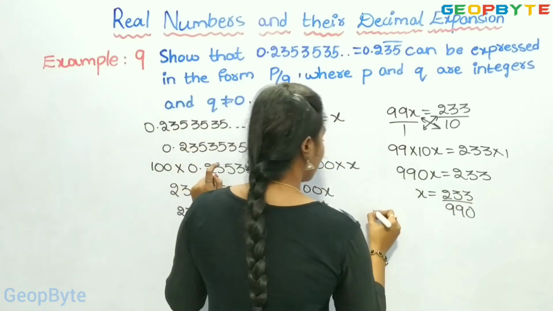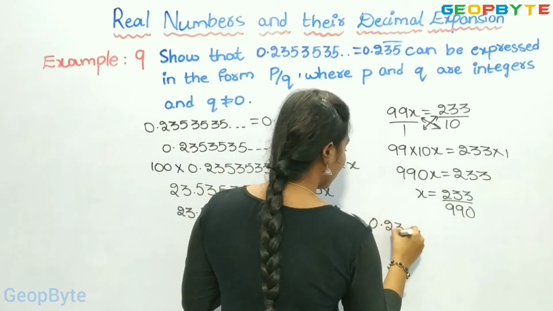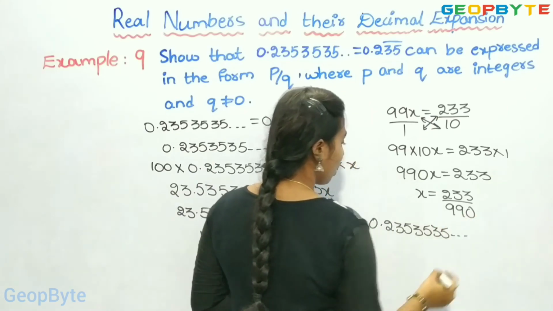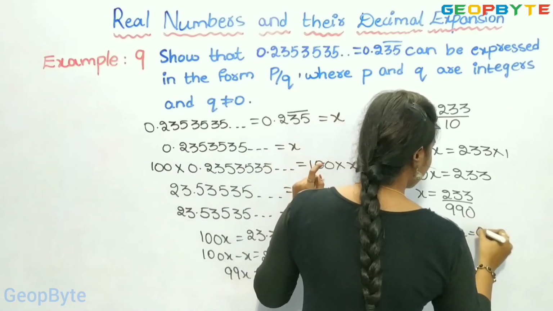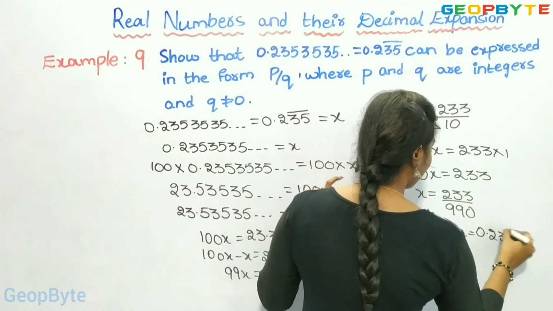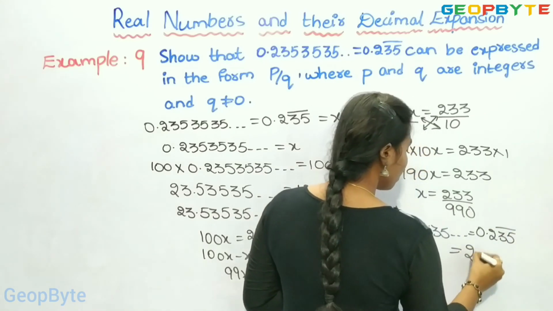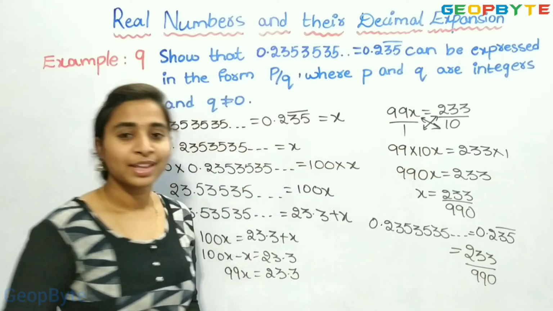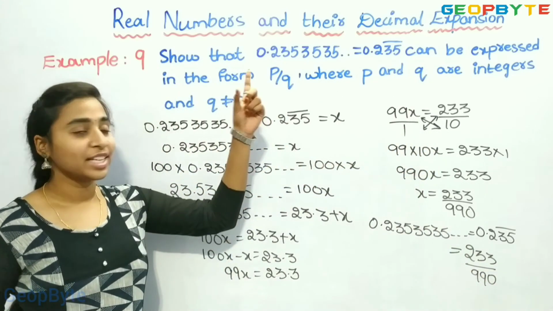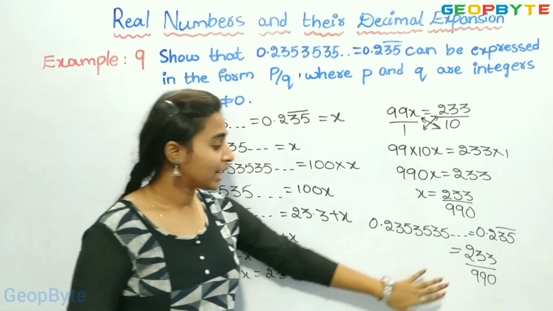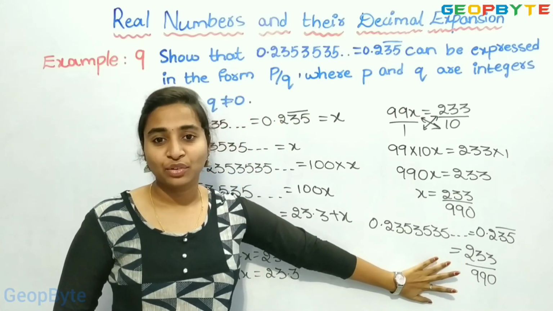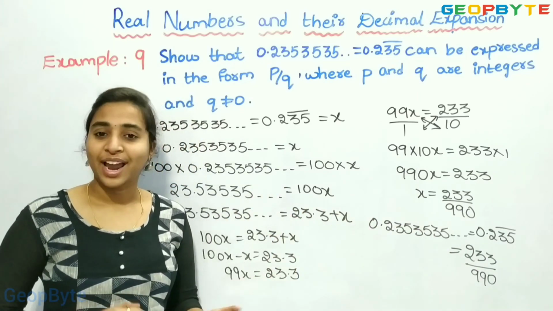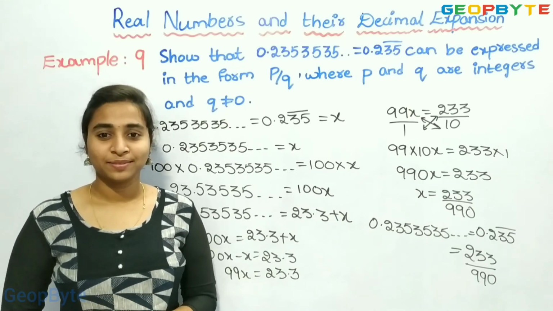So 0.235, 35, 35 and so on is equal to 0.235 bar is equal to 233 by 990. We have converted this decimal form into a rational number, that is in the form of P by Q, where P and Q are integers and Q not equal to 0.